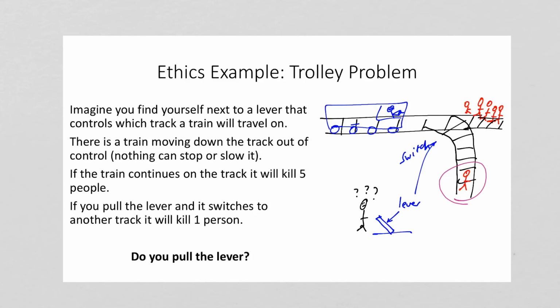So if you don't throw the switch, you let those 5 people die, and you can argue to yourself, well, I have not directly caused the death of anybody. I haven't murdered anybody, so it's okay with me. It's their own fault for being on the train there.